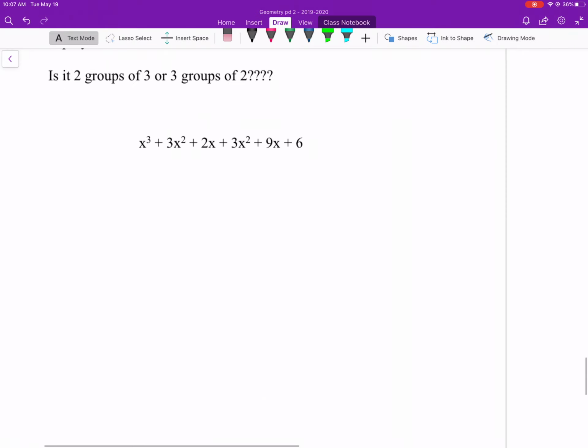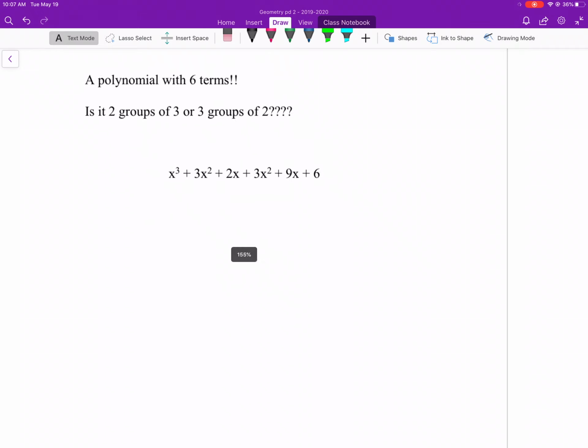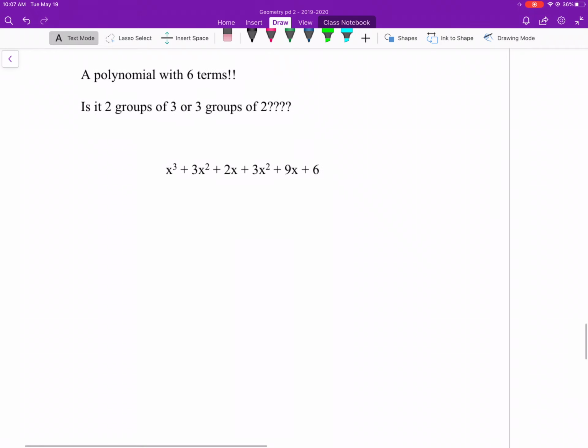You could really check with both. You could do 2 groups of 3 or 3 groups of 2, and you'll see for one of them, you're not going to end up with the same thing in parentheses. If you're factoring by grouping and you didn't get the same thing in parentheses, you really got to think about trying it again. But in this case, when we do it with 2 groups of 3, let's see what happens.